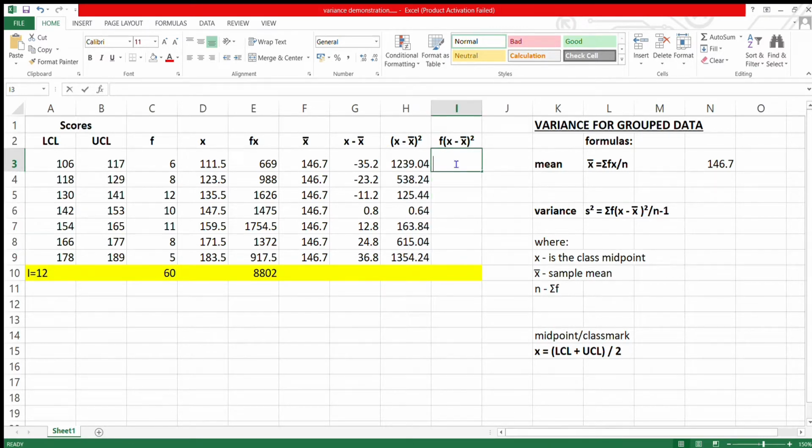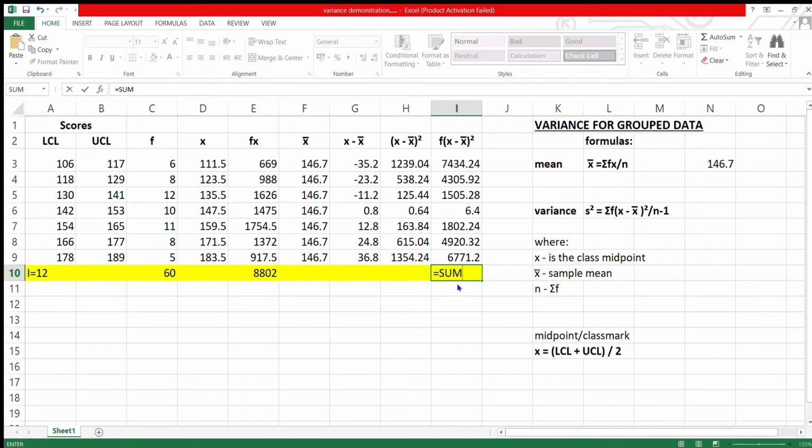Next thing that we're going to do is to multiply this by the frequency. That is 1,239.04 times 6, which will give us the product of 7,434.24. Because we're using Excel, we just drag it down to get again the preceding answers. Now in the formula, we need the summation of this. The sum of all these, we get 26,745.6.